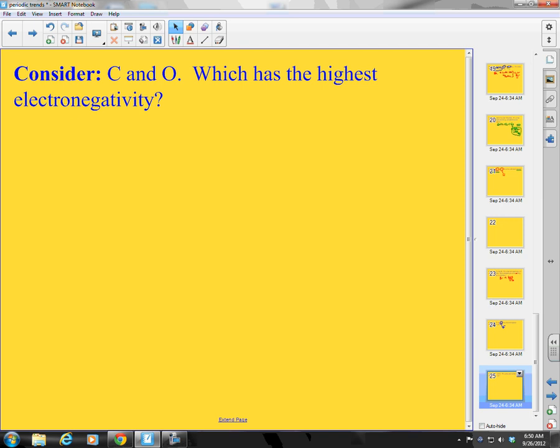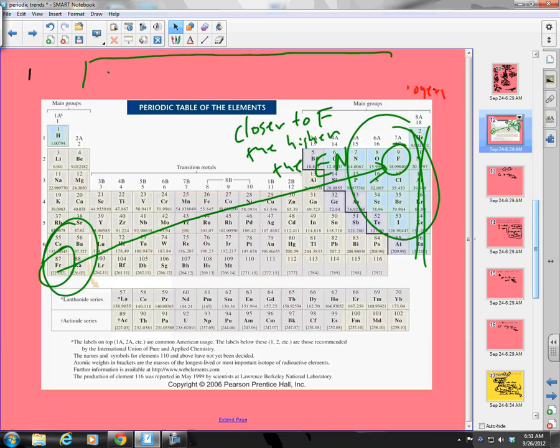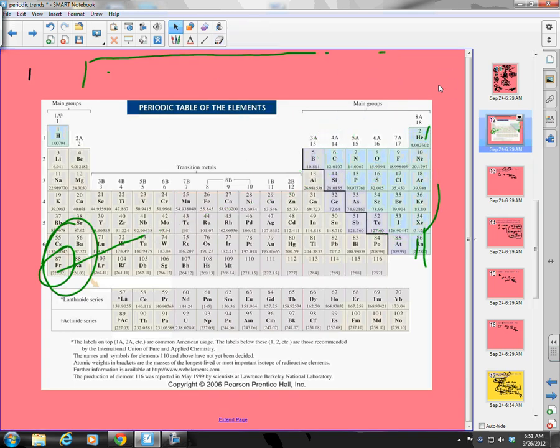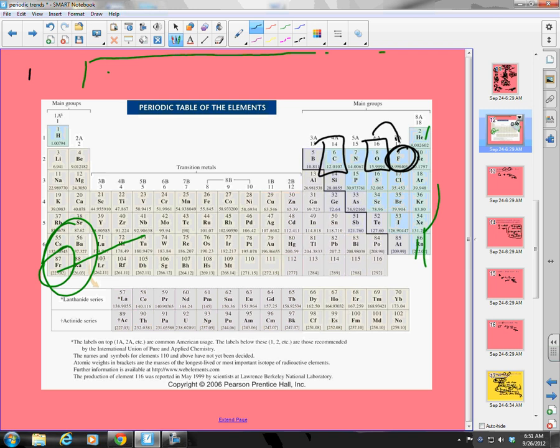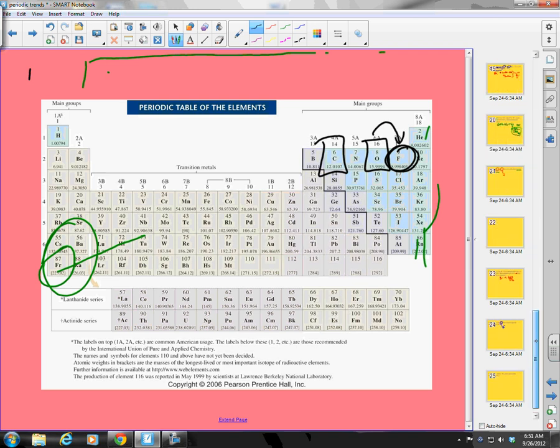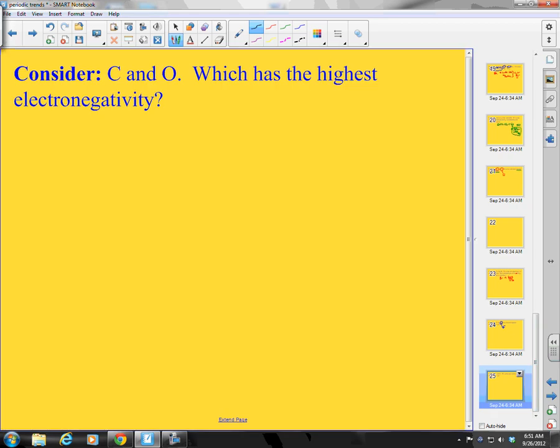Ooh, spooky. All right, carbon and oxygen. Let's find carbon and oxygen on here. Carbon is here. Oxygen is here, and the question is which is closer to fluorine? Well, oxygen's closer, so it has a higher electronegativity. Oxygen.